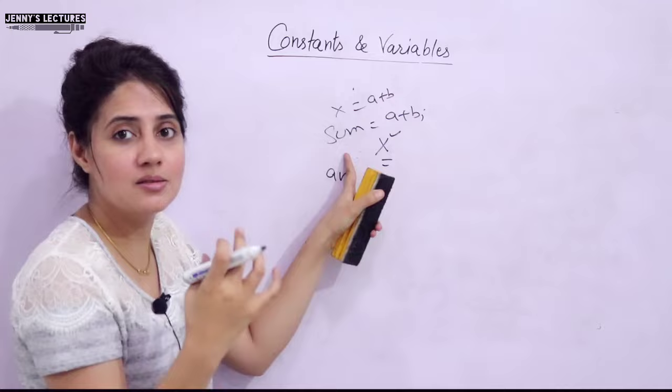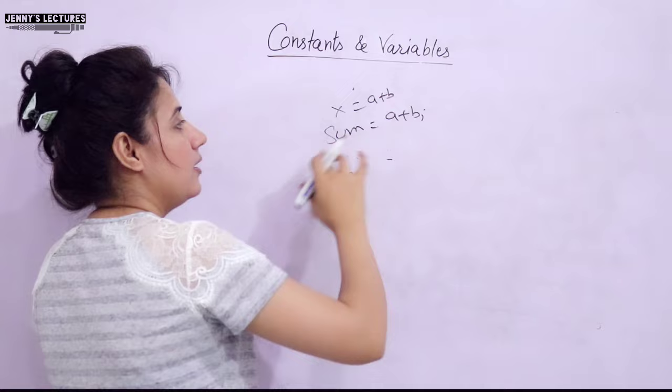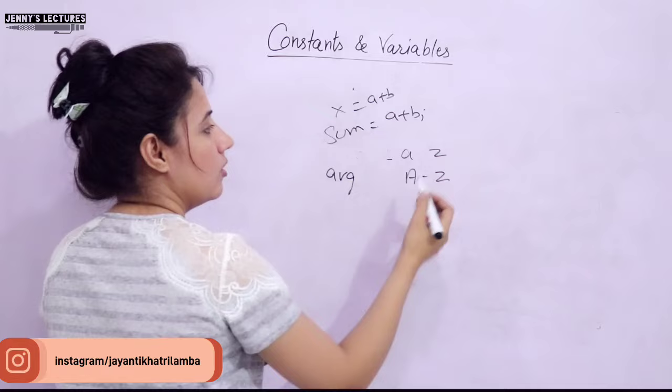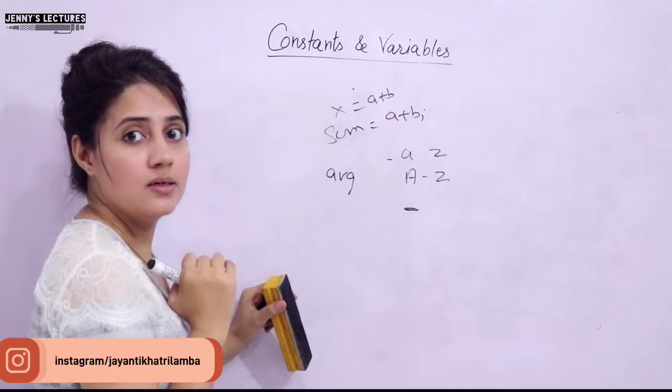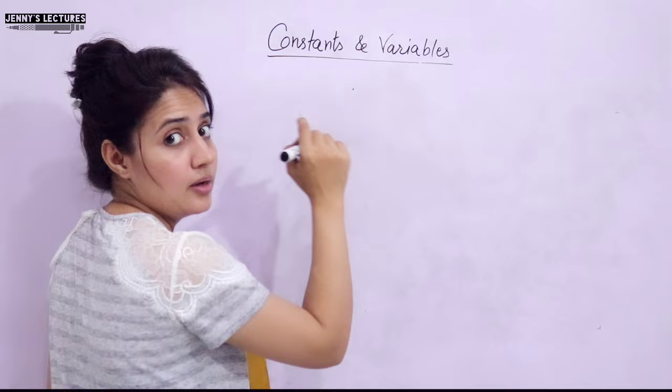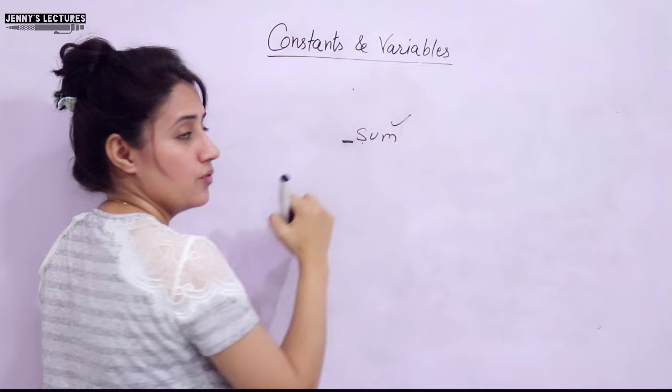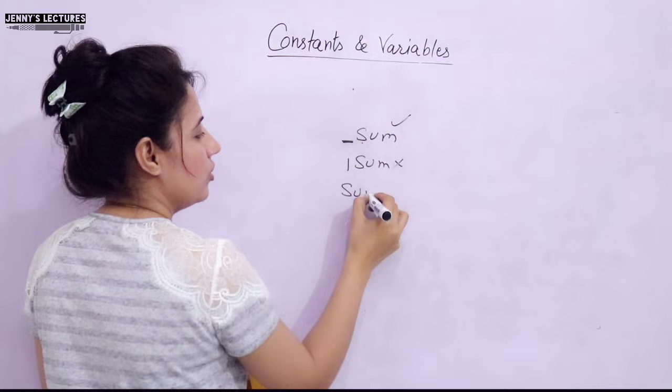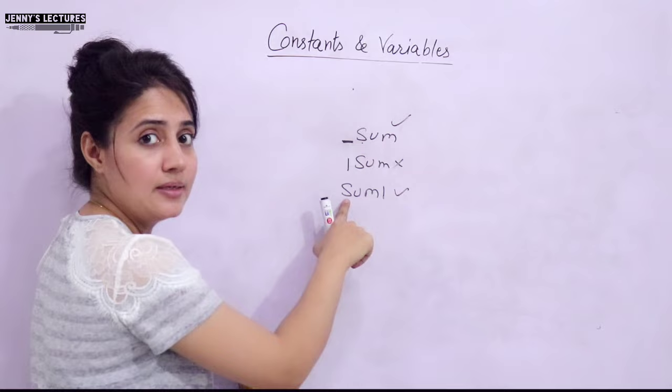And see, the name of a variable always contains the letters a to z or A to Z, the underscore, and numbers 0 to 9. No special characters are allowed, right? The name of the variable always starts with a letter like sum, or an underscore, this is also fine, but 1sum is not allowed. But sum, sum1, this is allowed. Always start with either a letter, capital or small, or an underscore, that's it.